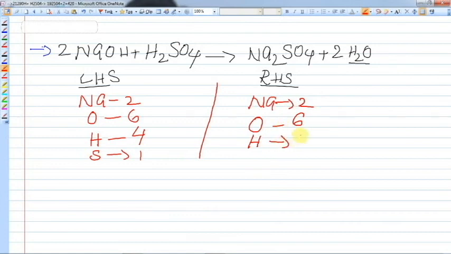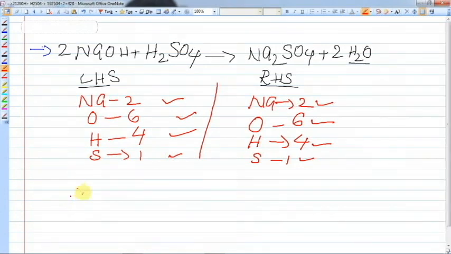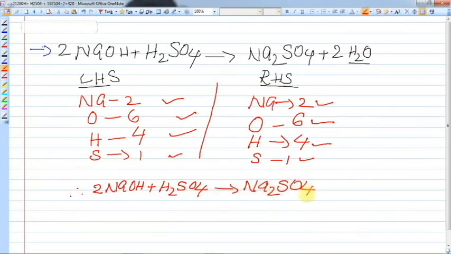So sodiums are balanced, oxygens 6 on both sides balanced, hydrogens 4 on both sides balanced, and sulfur 1 on both sides. So all are balanced. That means this is the balanced equation. Therefore, 2NaOH plus H2SO4 sulfuric acid gives rise to sodium sulfate Na2SO4 plus 2H2O. This is what we call the balanced equation.